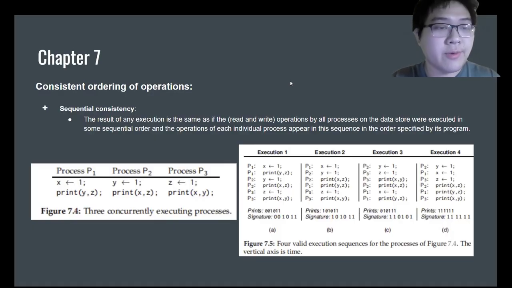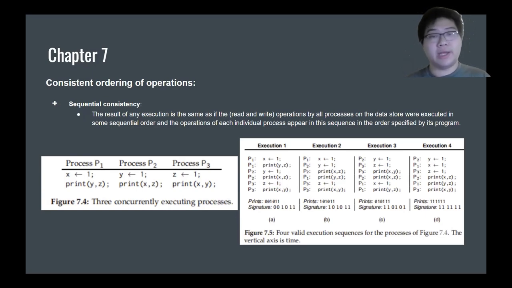So to help with this, we introduced the notion of a consistency model. A consistency model acts as a contract between the process and the data store, so that as long as everyone follows a particular rule set out by the system, everything works correctly. And in this presentation, we are going to focus on sequential consistency, where the result of any execution is the same as if the operations by all processes on the data store were executed in some sequential order, and this order is specified by our program. So let's see how this paper defines and introduces it to us.